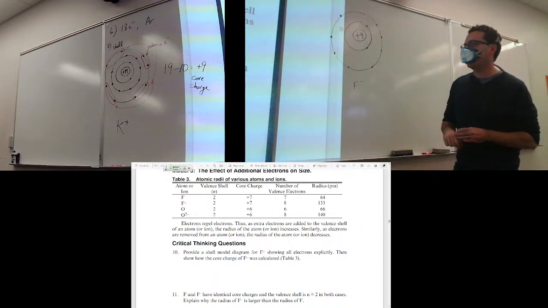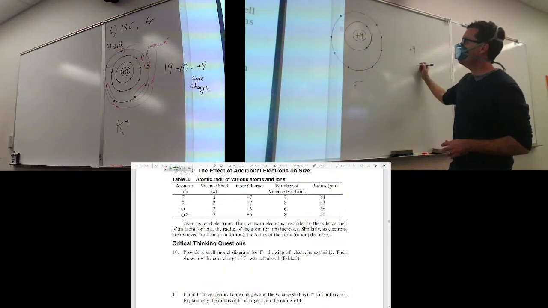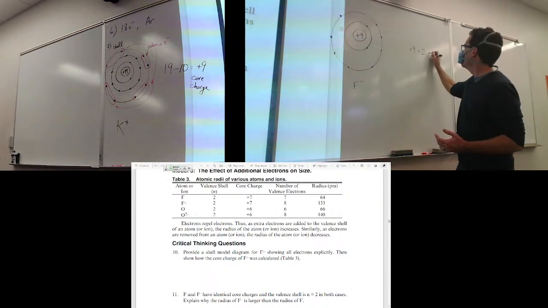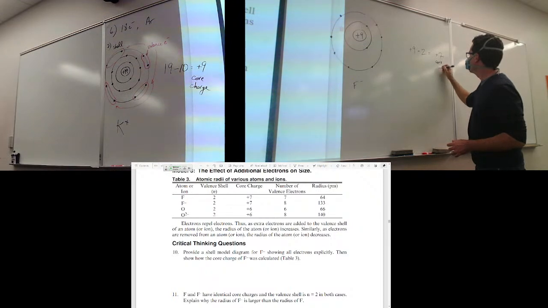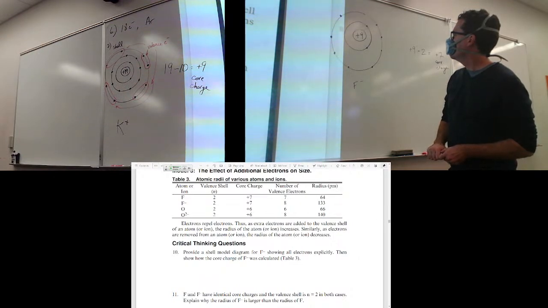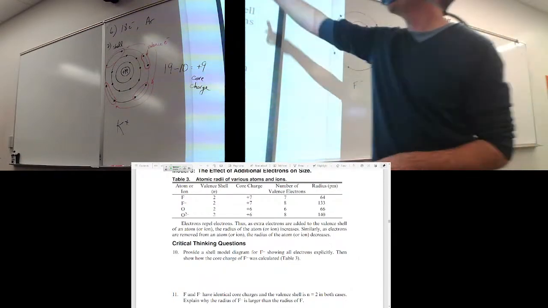And what is the core charge going to be? Well, the core charge is 9 protons minus the inner electrons, just 2. So +7 core charge. Did I do that right? Yeah, okay. Yeah, there it is right there. Okay.